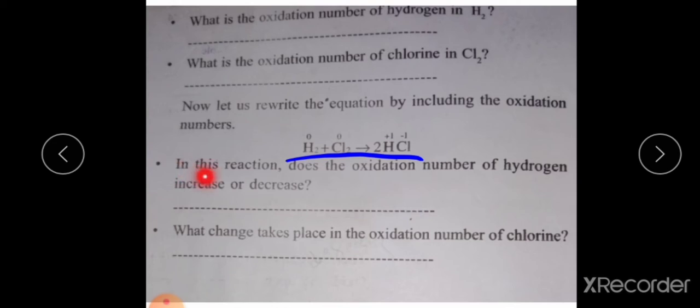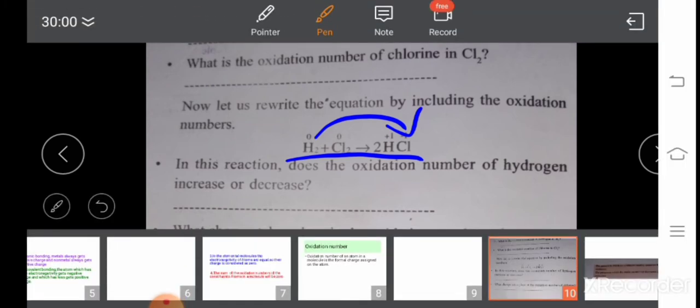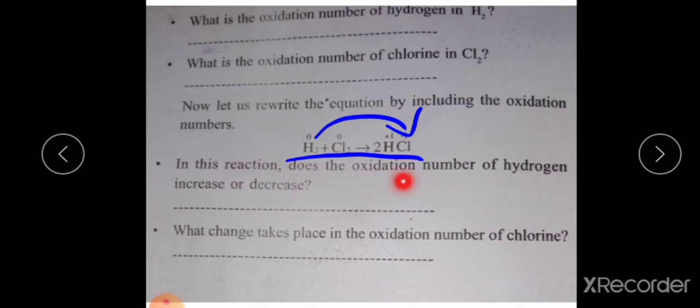So in this reaction, does the oxidation number of hydrogen increase or decrease? Here you can see, in the elemental molecule hydrogen is 0, and in the compound the oxidation number of hydrogen is +1. So 0 increased to +1. What is your opinion? Before the reaction, the oxidation number of hydrogen is 0 and after the reaction the oxidation number of hydrogen is +1.